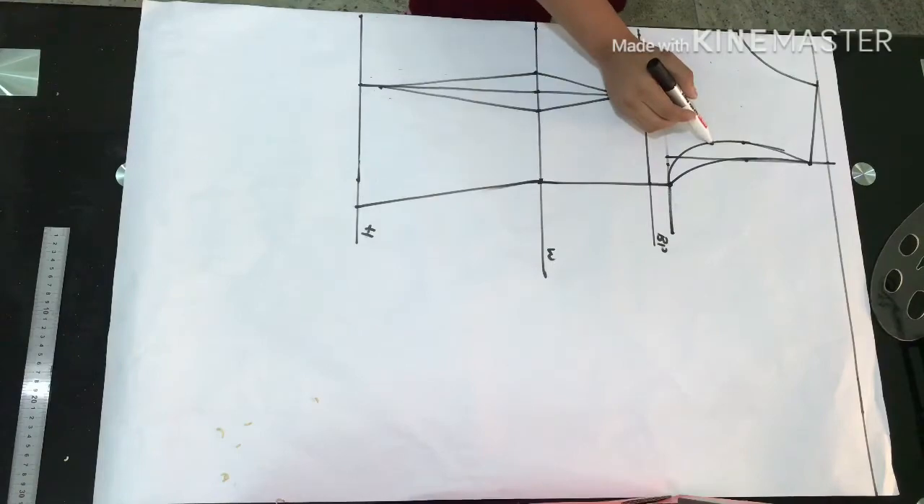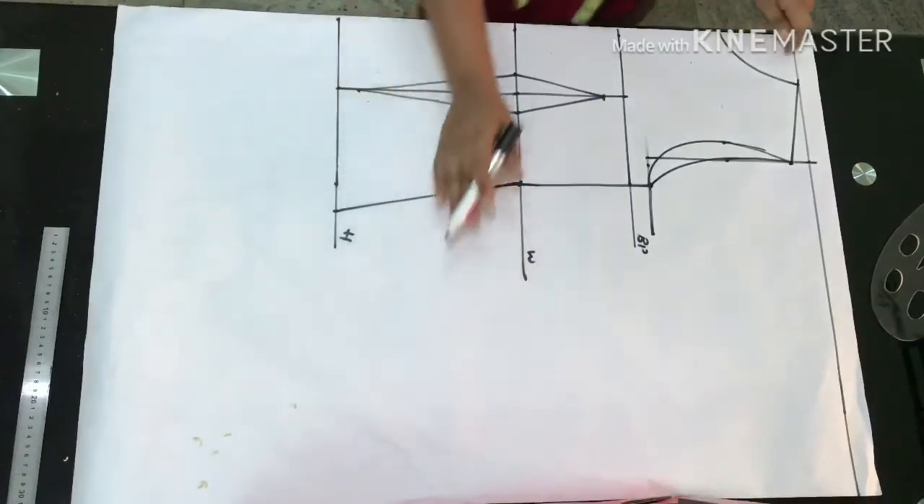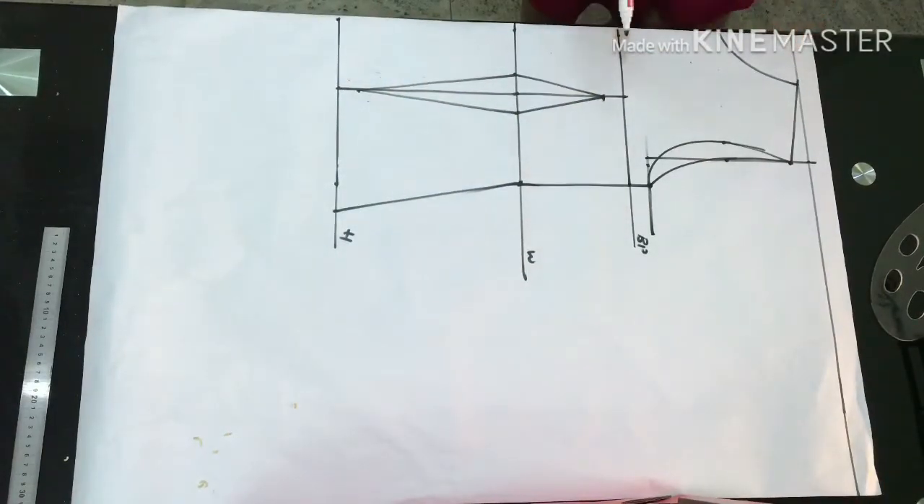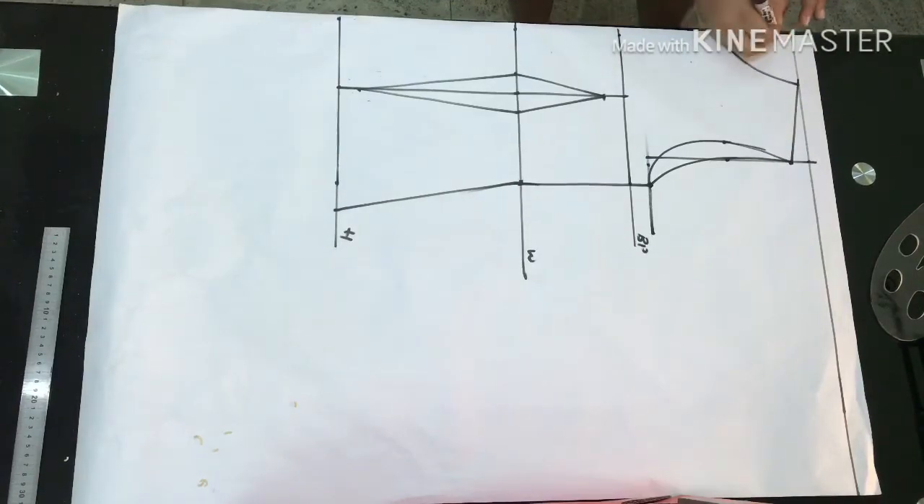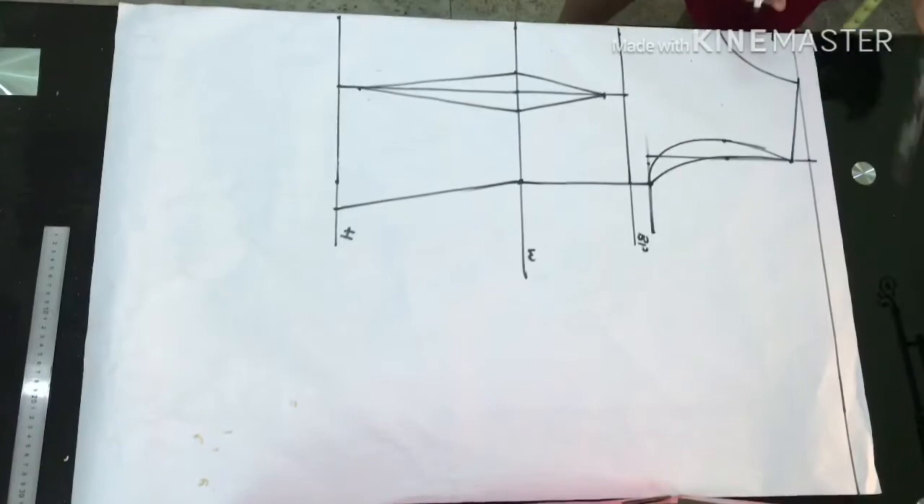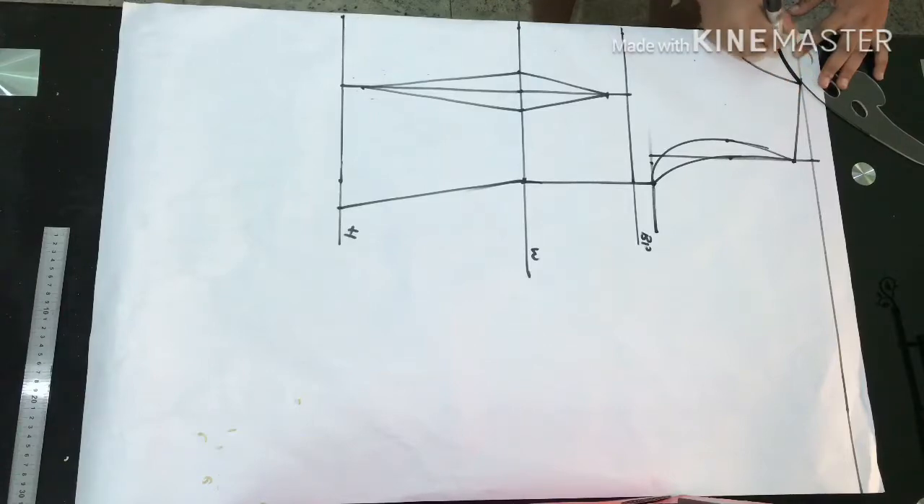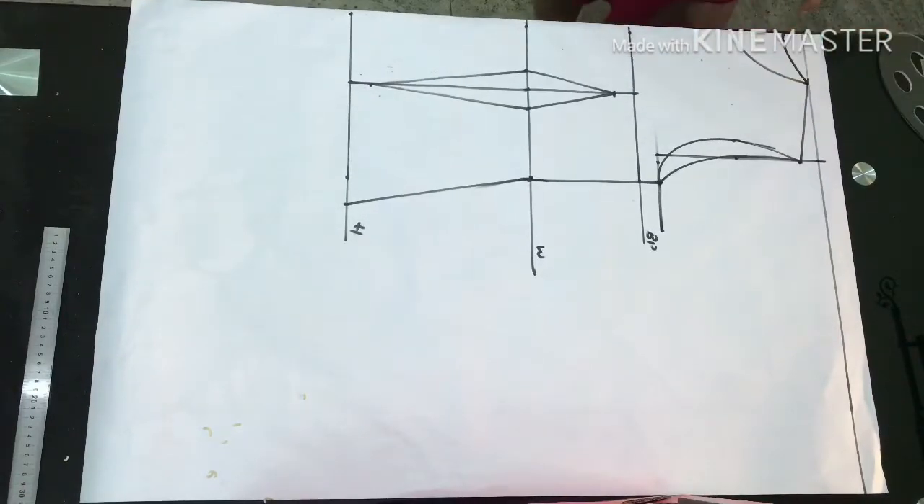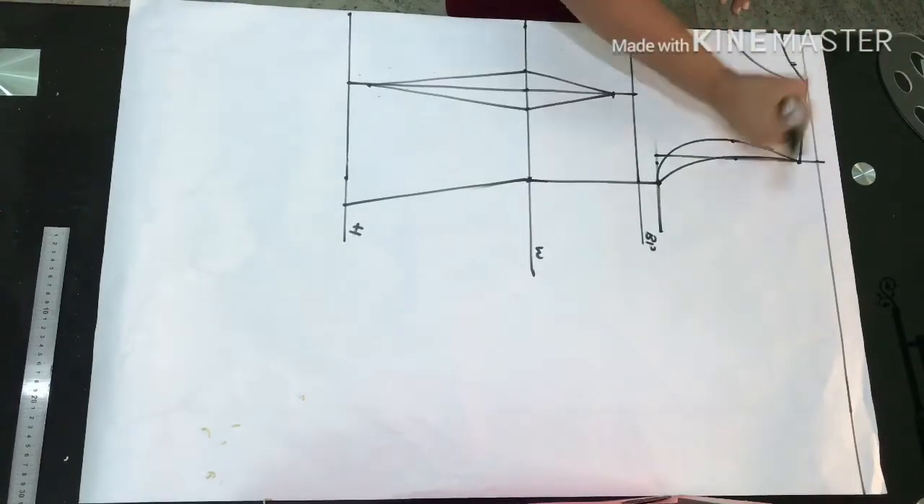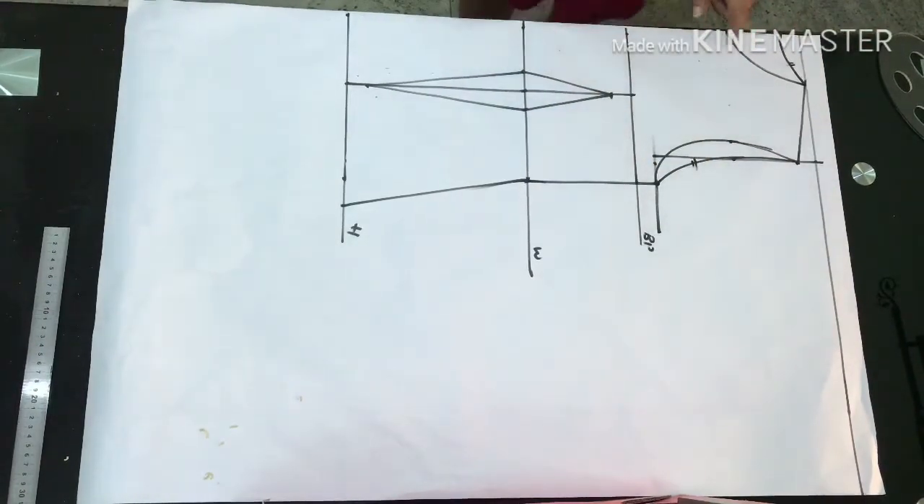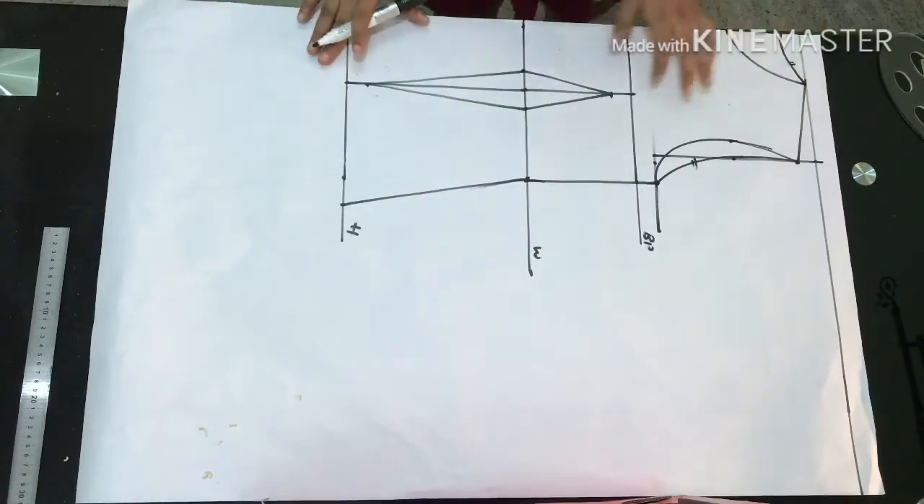So this is the front and this is the back. For us to get our back neck, just come down here by 1 inch. So this is our back, and this is our front. Aside from that, every other thing here will be the same with the back.